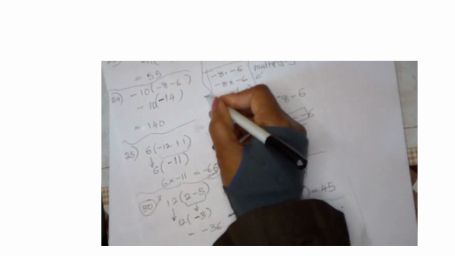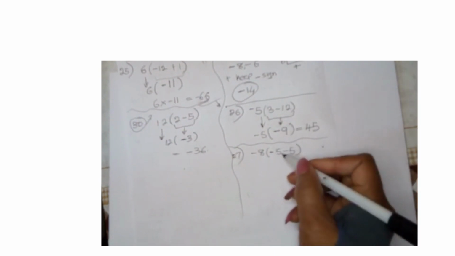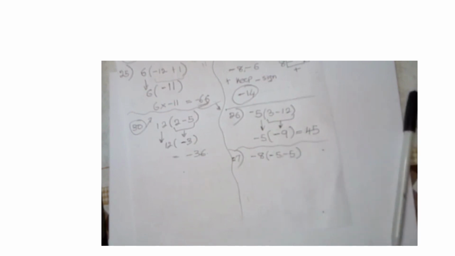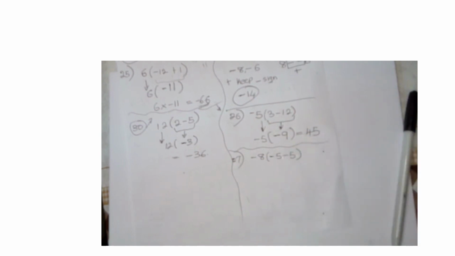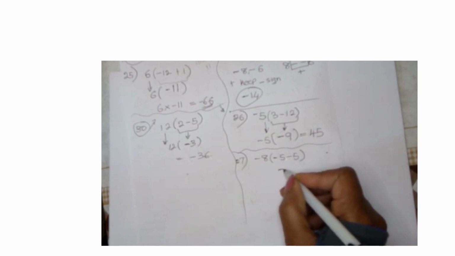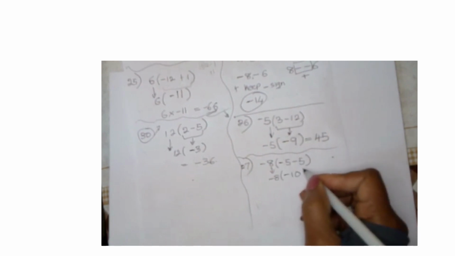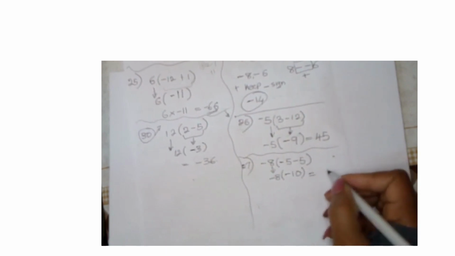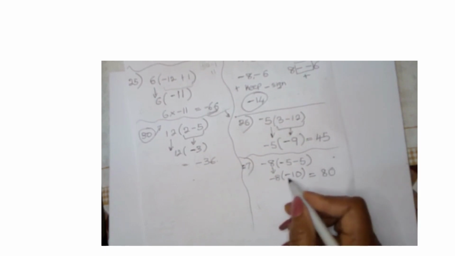Because there is no multiplication sign here, it means you have to add. Negative 5 plus negative 5: you add, but you keep the negative sign. So this will give you negative 10. You bring down negative 8 multiplied by negative 10. The answer will be 80. We have two negative signs, so they cancel each other out. Your answer must be positive.